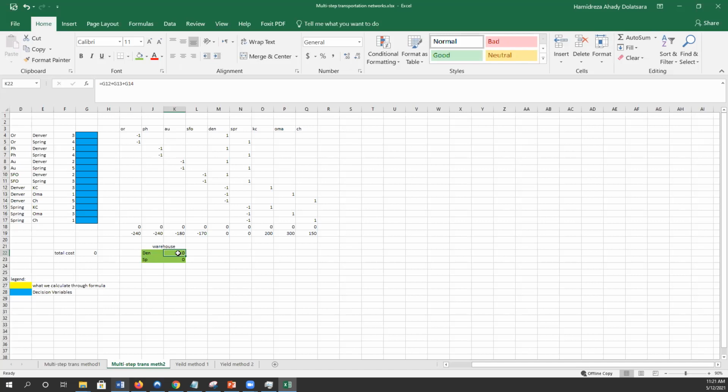Let me click on one of them. G12, 13, and 14. Denver to Kansas, Denver to Omaha, Denver to Chicago. So these 3 cells just mean how many we sent from our warehouse. Because from Denver, which is one of your warehouses, you can send to either of those cities. The second one is talking about Springfield warehouse. You can send to Kansas, Omaha, or Chicago. And we sum them up. It just means how many units we send from those nodes.